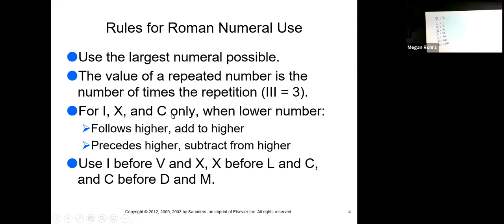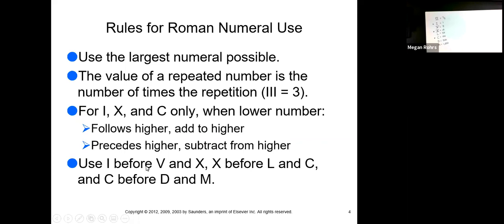For I, X, and C, I'll make a little asterisk here next to those so we can come back to this when we get there. So for I, X, and C, when a lower number comes after a higher number, we're going to add those together. And these are the only numerals that you can put before a numeral as well. So when they go before a higher number, we're going to subtract them. And I'll show you what I mean by that here in just a little bit. I know it sounds a little bit confusing right now.